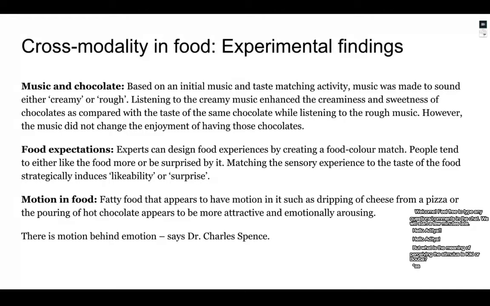That's an interesting finding because people sometimes want to go and eat outside for an experience, not for the hunger they have.